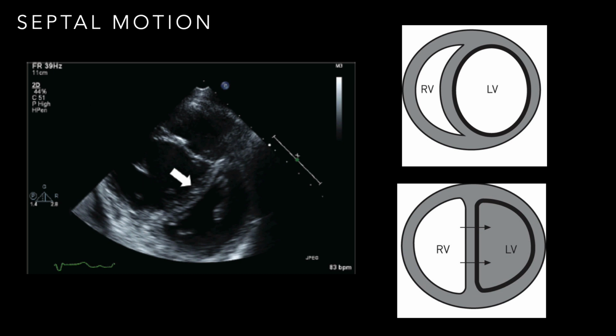Normally when the RV receives preload, it's the RV free wall that expands to accept it. But in circumstances where the free wall cannot stretch anymore, RV filling results in deviation of the septum towards the left ventricle, and that's what's known as the D-shaped septum. The RV will also dilate, and you'll see septal flattening or the D-shaped septum if it's pressure overloaded. The septum is best interrogated in the parasternal short axis view.